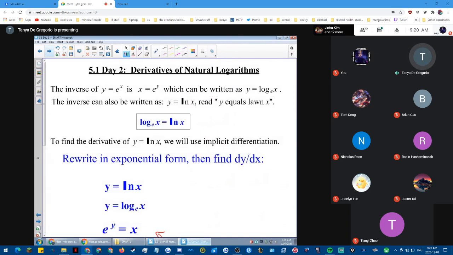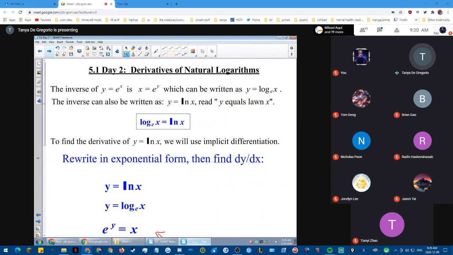So the inverse of y equals e to the x is x equals e to the y, because we know that the inverse is just interchanging the x and the y values, which can be written as y equals log of x with the base of e. The inverse can also be written as y equals ln of x.